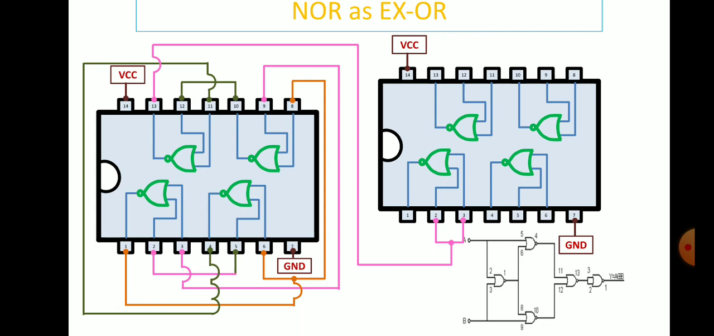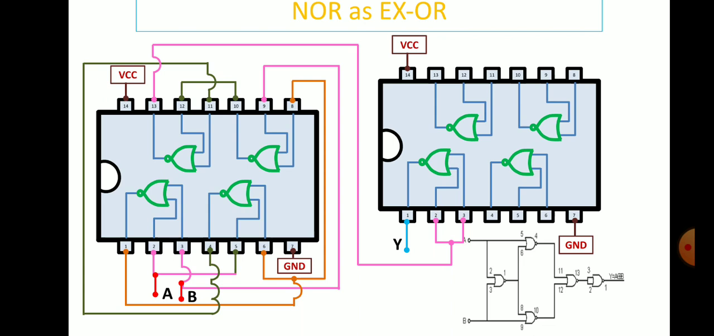Remember, one IC consists of only 4 NOR gates. So, in this circuit diagram we need 5 NOR gates. That is why we are using an additional IC, one more IC. In the second IC we are using the fifth gate. So, the input will be given at pin numbers 2 and 3, A and B, and the output will be taken from pin number 1 of the second IC. Hope you are clear with this circuit diagram.